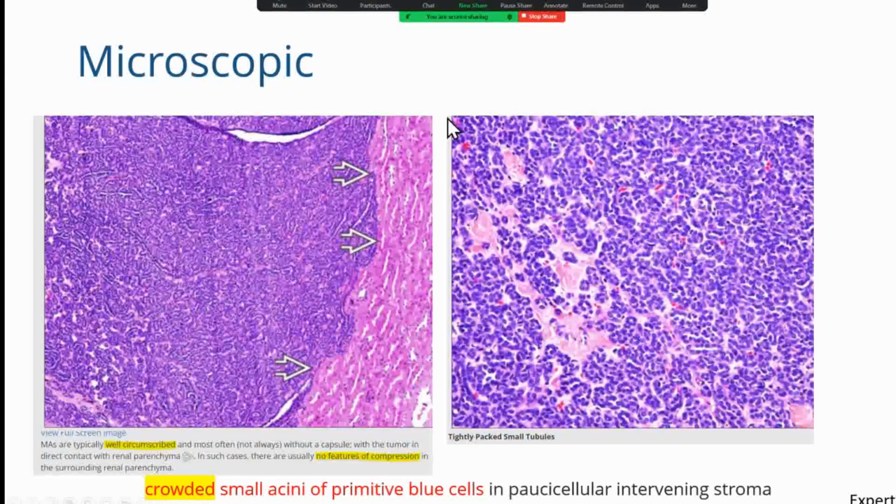And in the microscopic, start with low power first. We can see this one is really characteristic. This is normal kidney, and this bluish area is the tumor. We can see it is really well circumscribed. The tumor cells form tubules with minimal stroma, and even in the stroma, we can see it is paucicellular. That means we cannot see a lot of nuclei in the stroma. This is one of the differential features when you compare metanephric adenoma to the Wilms tumor.